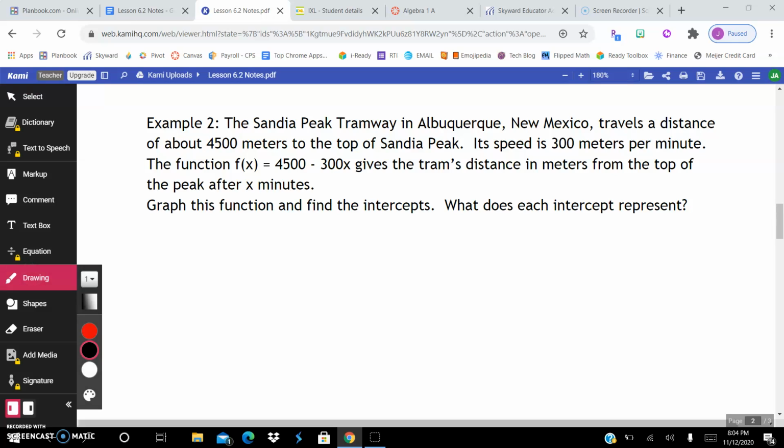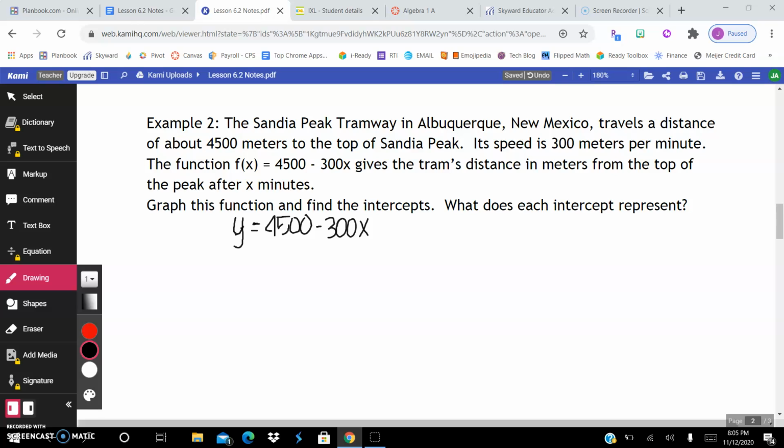So first thing is f of x is really our y. So let's remember that. So we have this 4,500 minus 300x. It says graph first and then find the intercepts. I think it's easier to find the intercepts first and then graph using those. So that's how I'm going to do this, but you are more than welcome to graph using the y-intercept from our equation and then our slope.